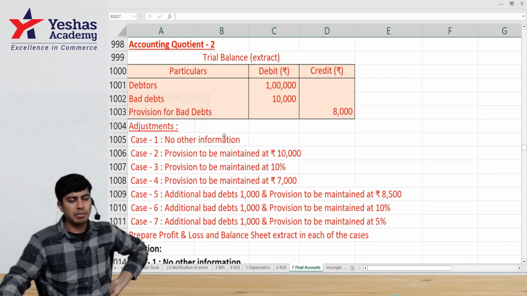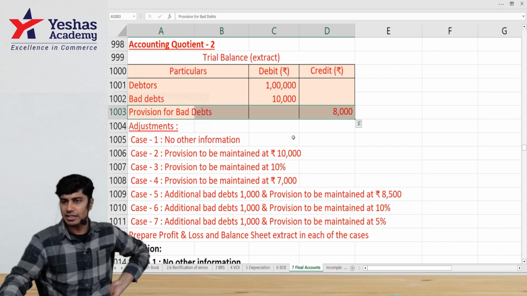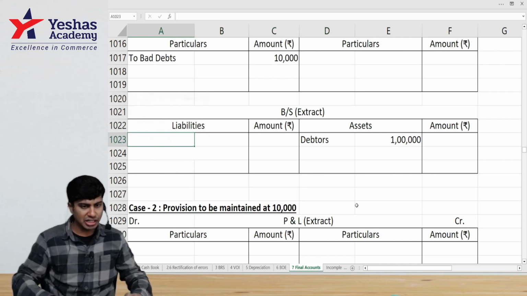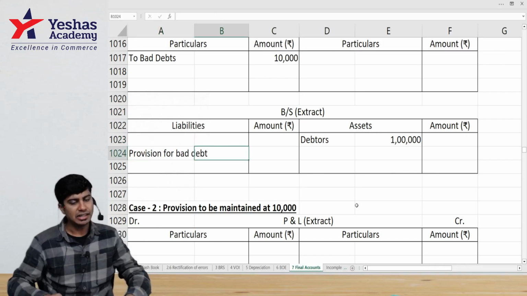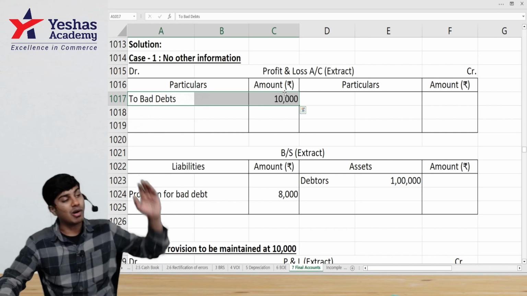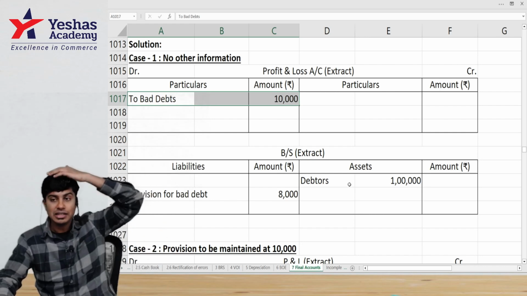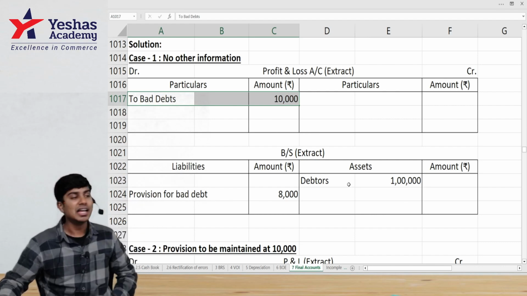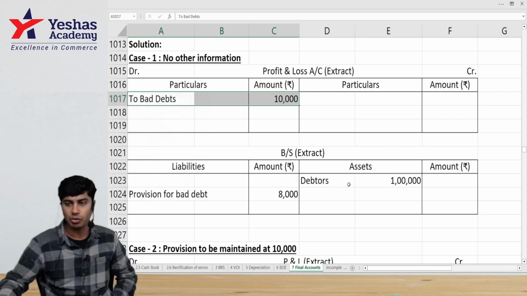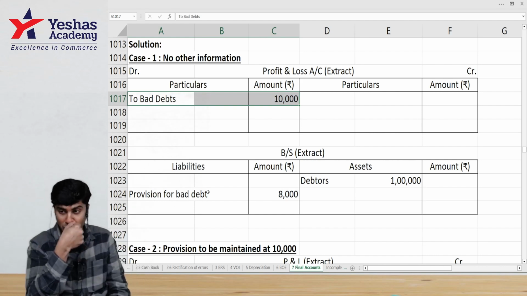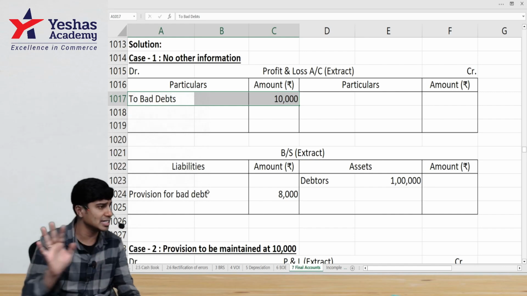What else do we have on our trial balance? Provision for bad debts 8,000. Provision for bad debts is a liability. I would write it in my balance sheet on the liability side, 8,000. This is how it should be. Bad debt of 10,000 is already deducted from debtors. They passed the journal entry. That's the reason bad debt has appeared in the trial balance, and that's the reason I am not deducting it now. I'm only writing it as an expense. Provision is already charged to P&L. It was already created last year, but I have to record only the liability. I need not record it as an expense.